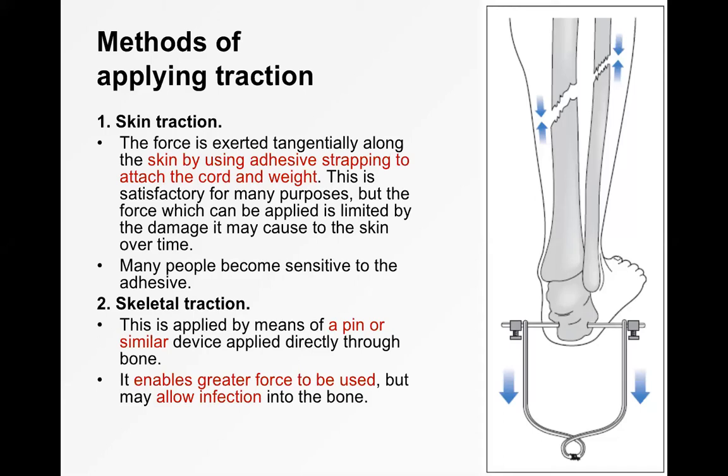So remember, you have just applied the adhesive tape or adhesive strapping on the skin, and with the help of that you are attaching the cord and weight there. Some disadvantages of this: if we keep it for a longer time, it may damage the skin. Another disadvantage is that we cannot apply a large amount of weight with skin traction. Probably around 5 kilos can only be applied there, not more than that. And some people are sensitive to the adhesive tape as well, so for them we cannot go for skin traction.